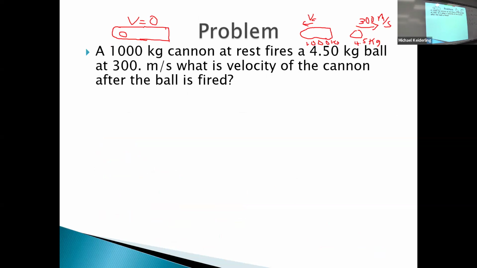So here's a problem using conservation of momentum. You have a cannon. It starts at rest. The cannon weighs 1,000 kilograms, and it fires a 4.5 kilogram ball at a velocity of 300 meters per second. And the cannon will be flung backwards because of Newton's third law, but also because of the conservation of momentum. So the question is, the ball and the cannon start at rest, so everything starts not moving. What is the velocity of the cannon after the ball gets fired?